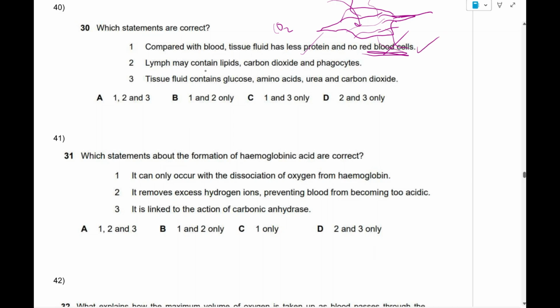2. Lymph may contain lipids, carbon dioxide, and phagocytes. Now, this is correct. For 3. Tissue fluid contains glucose, amino acids, urea, and carbon dioxide. Now, yes, this is correct because it contains glucose, amino acids. These are the nutrients the cells need, and the urea and the carbon dioxide are the waste materials going back inside due to the cell nature and to the waste materials. Therefore, the answer is going to be A.